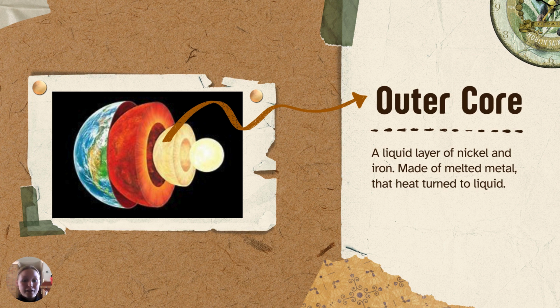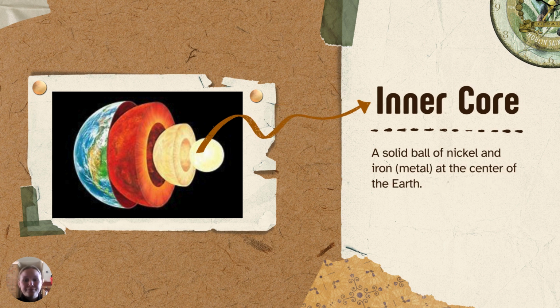The third layer is the outer core. It's a liquid layer of nickel and iron made of melted metal that heat turned into liquid. This is not a solid layer. The inner core is our fourth layer, a solid ball of nickel and iron, which is metal, at the center of the Earth.